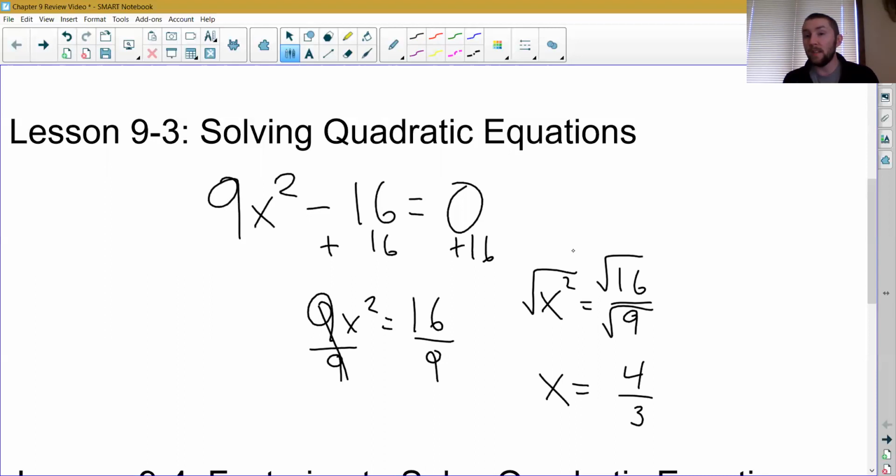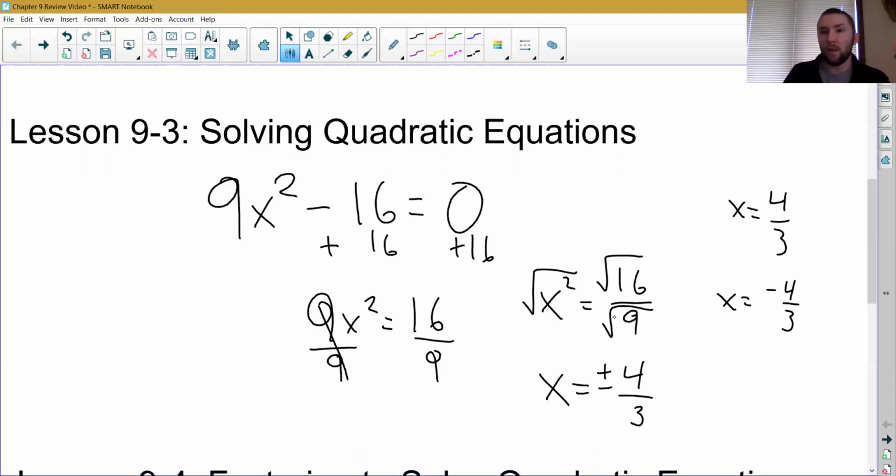Whenever we take a square root, remember, we always end up with two different options. So when we are solving quadratic equations with square roots like this, if you ever take a square root, you have to include this positive or negative symbol in front of your answer. Or you could write two separate solutions, x equals 4 over 3, x equals negative 4 over 3. This or this is the same thing.